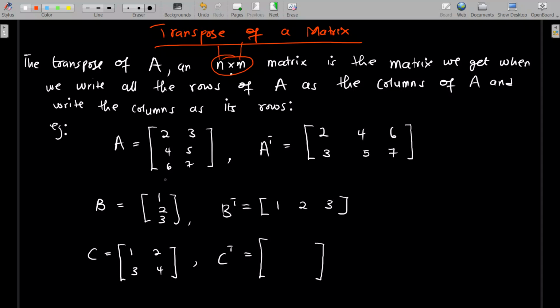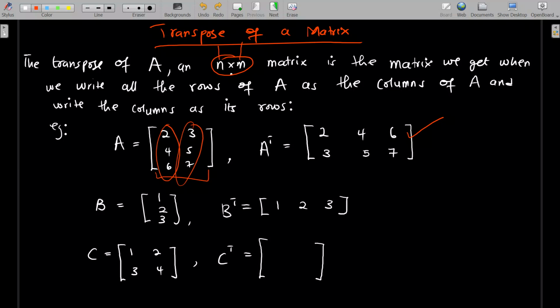What this means is that this is an example. If I have a matrix A given in this format, then all the entries I get in column 1, I'm going to write them as row 1 in a new matrix like this. So I have 2, 4, 6 in row form, and I write the next column entries as a row like this. When I write all the columns as rows and put everything in matrix form, then this is the transpose of A.